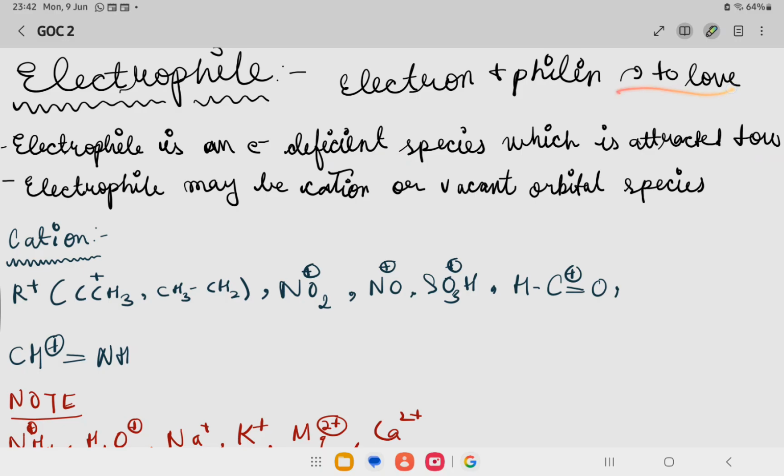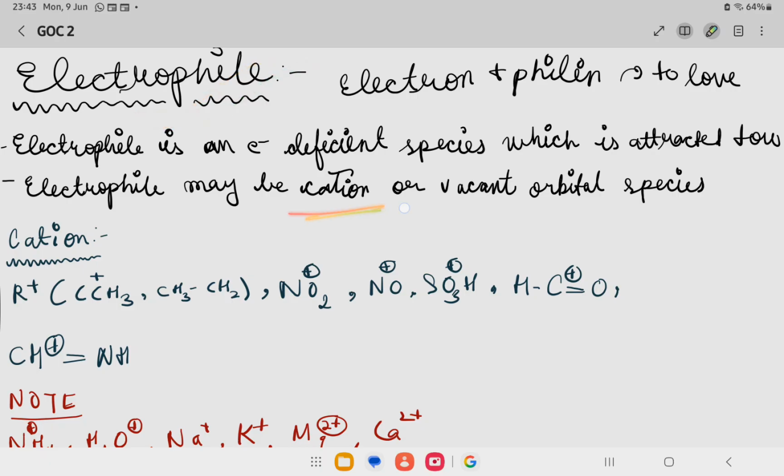Why does it love electrons? The thing which you do not have, you always want to have, and hence you love it. But once you get it, you lose the desire to love it or to have it anymore. That's why, since it does not have electrons, it is deficient of electrons, hence it loves to have electrons. It needs electrons, it loves electrons because it does not have them, hence it is known as electrophile.